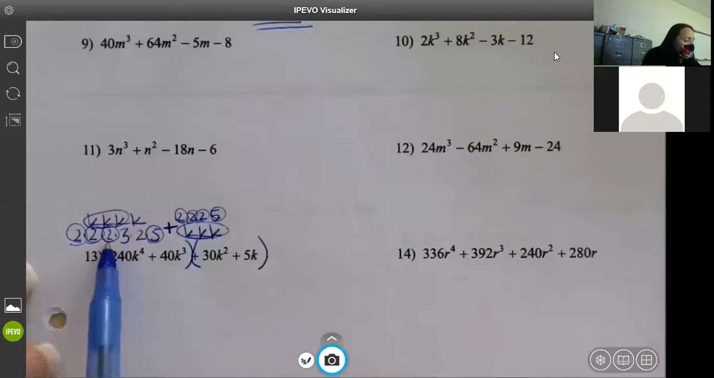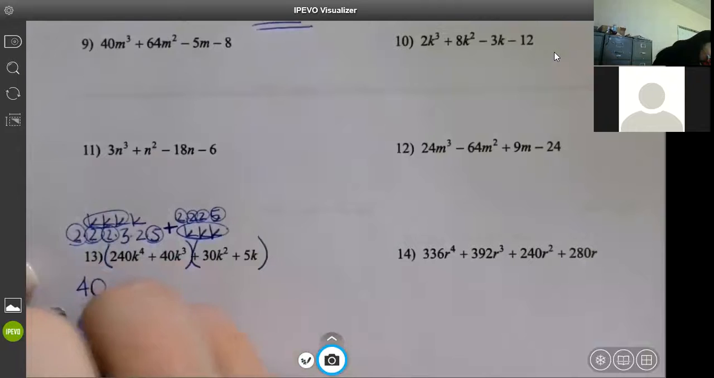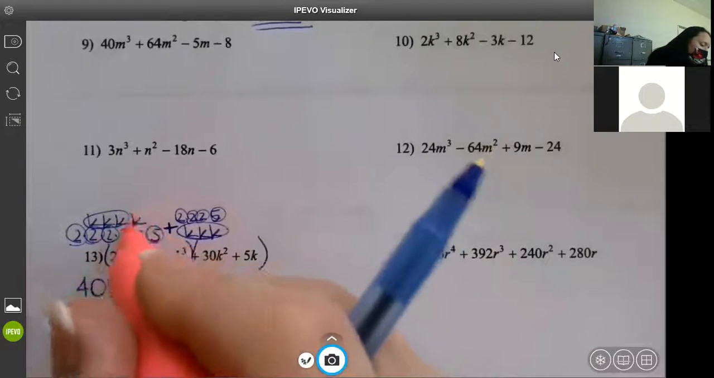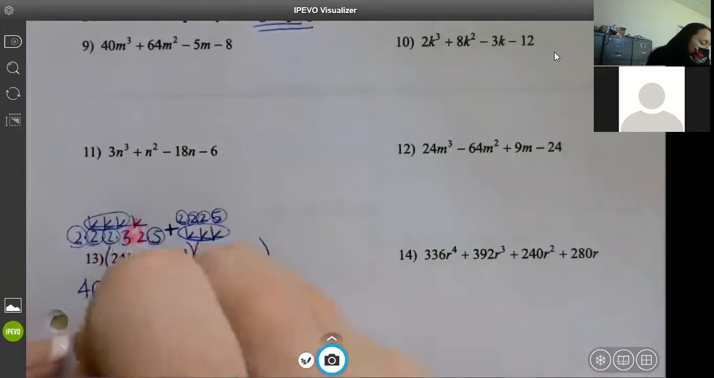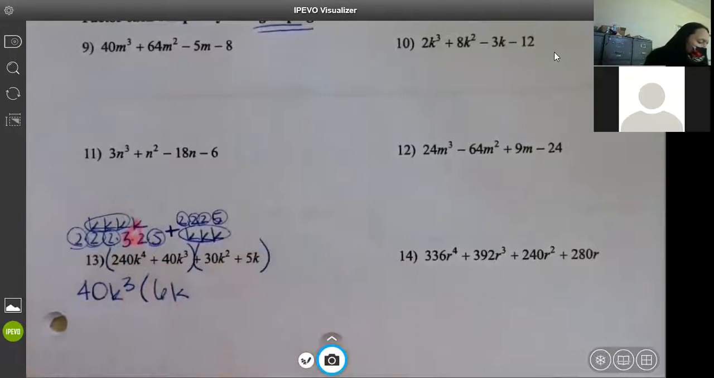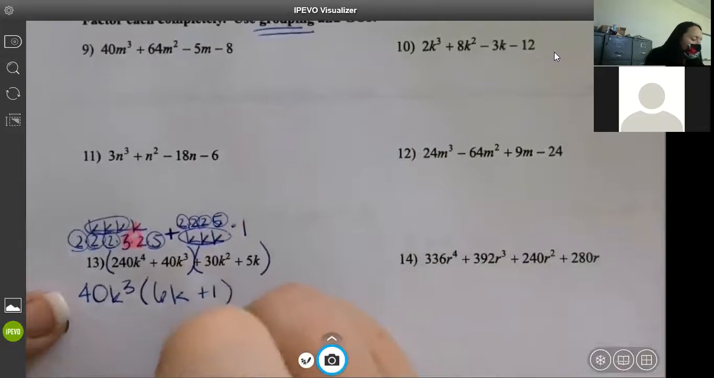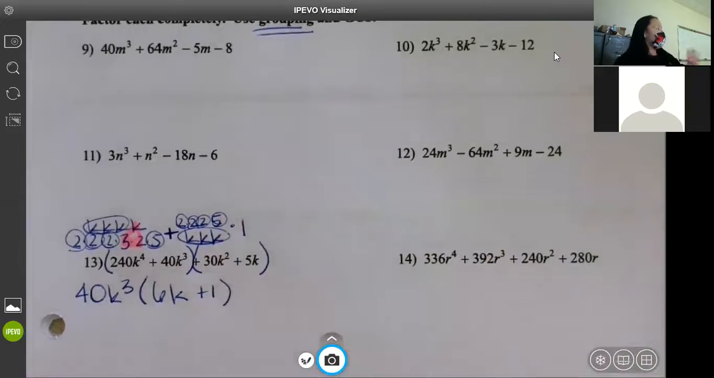5 times 2 is 10. Times 2 is 20. Times 2 is 40. And we had 3 Ks in common. And then we look at what we left. We left 3 times 2k, which is 6k. And then over here, remember what I told you, when you circle everything, we still have a factor of 1. So this one will be plus 1. So again, if you circle everything, you still always have a factor or a GCF of 1.